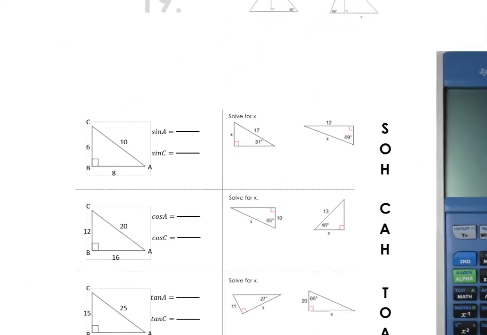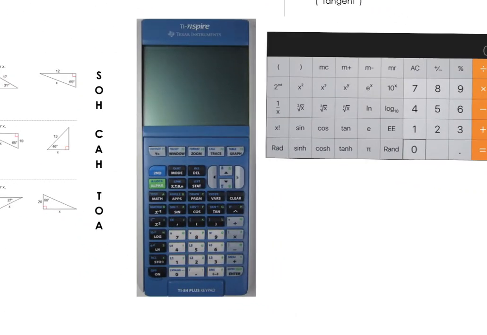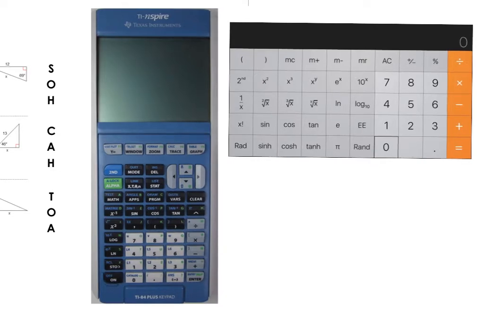Let's take a look at some of these examples. I have a screenshot of the iPhone calculator, and a screenshot of the calculators we have in class, just so I can show you what buttons we're using. Sine, cosine, and tangent on the calculator we're using are here, and on an iPhone calculator, they're right here. The way you enter these functions is different depending on the calculator. Most Android calculators work the same way as the calculators we have in class. That's why I only have a screenshot of an iPhone calculator.